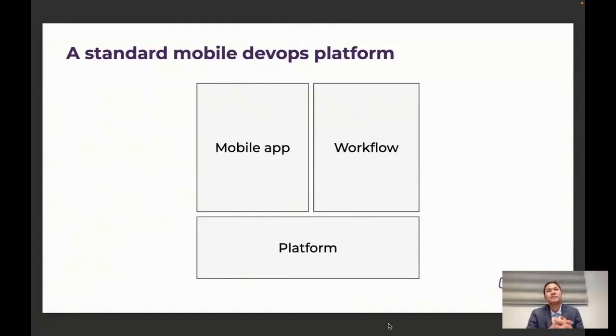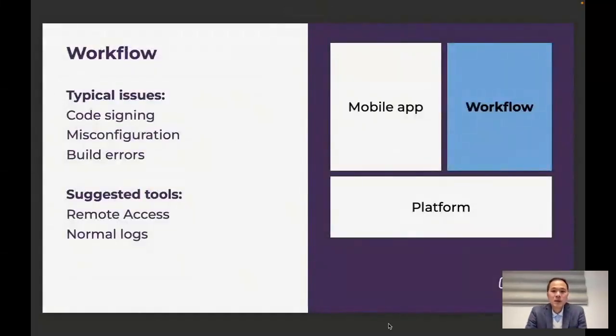That's where it's mostly the virtual machine your workflow is running on, and where the iOS simulator or Android simulator is running. And that can be either Linux or macOS, depending on the type of mobile project you want to build or run. And for the workflow, you have some typical issues like code signing and view errors. For those kinds of issues on the workflow, normally you have a very clear indicator where it failed and why it failed.